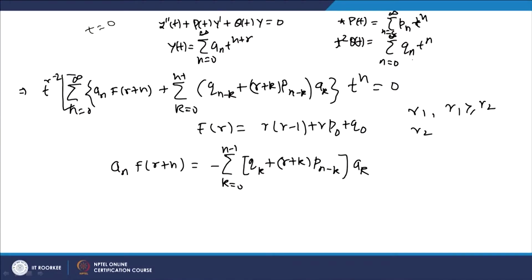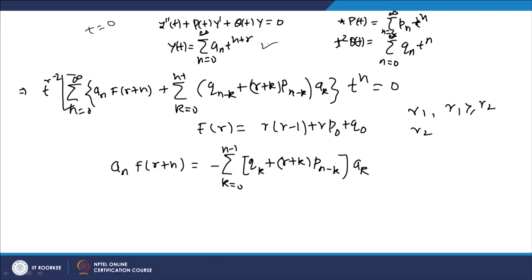It means that it is a singular point, so p(t) and q(t) do not have a Taylor series expansion, but t p(t) and t^2 q(t) have a power series expansion like this. t p(t) is written as the summation n = 0 to infinity of p_n t^n, and t^2 q(t) has the power series expansion summation n = 0 to infinity of q_n t^n. Here we have seen that we may try our solution like y(t) = summation n = 0 to infinity a_n t^(n+r).